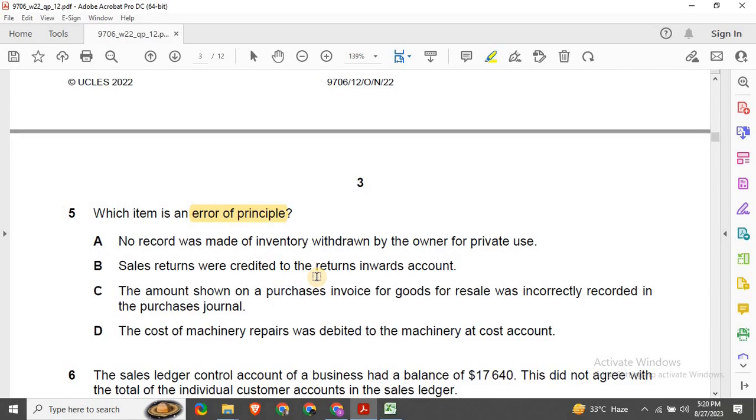Number C, the amount shown in the purchase invoice for the goods for resale was incorrectly recorded in the purchase journal. When you write down the journal entry, if the amount is incorrectly written, then this is an error of original entry. And the last one is the cost of machinery repair. The machinery is repaired but was debited in machinery at cost. So it is a revenue expenditure expense, but considered as capital expenditure. So it is an error of principle. So the correct option is option D.